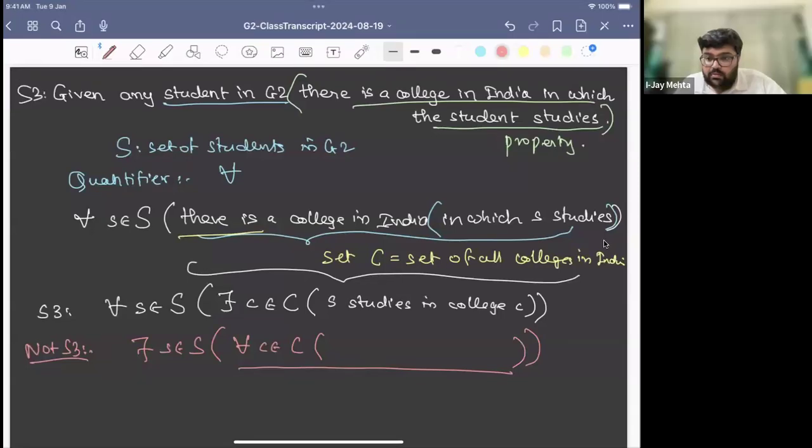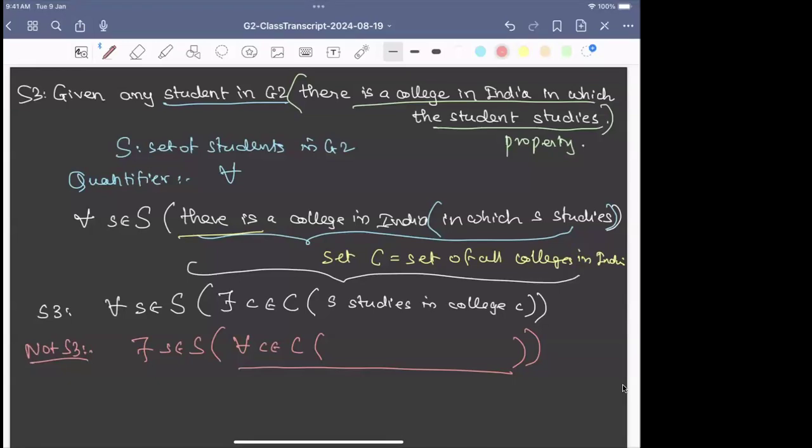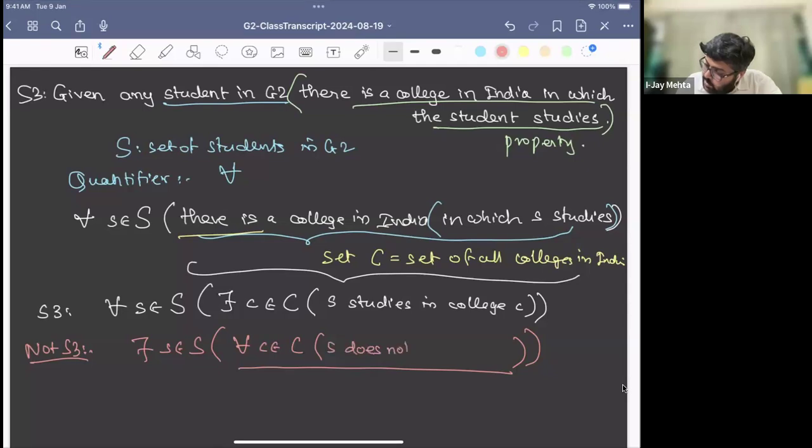Okay. Room number 7, Azka. You want to continue? They are not responding. Room number 7, Shubham. You want to continue? Yes, sir. s does not study in college C. Yes, thank you very much. s does not study in college C. Right? Okay.